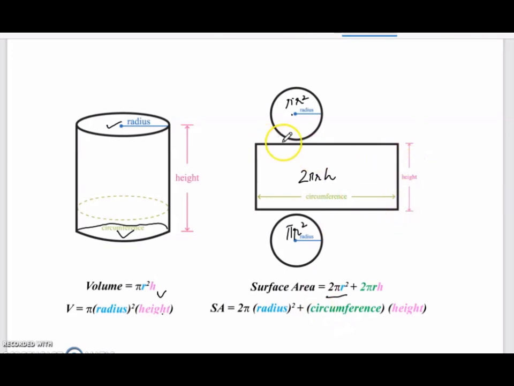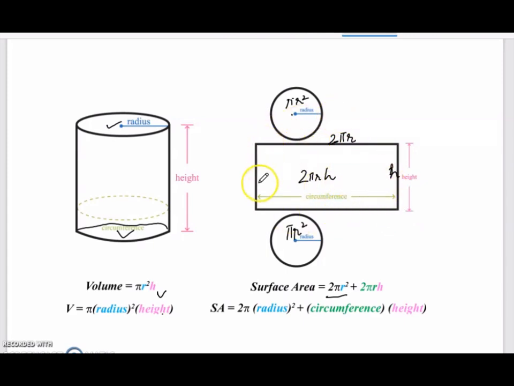Because this is the height, if you consider this as a rectangle, then when you roll it up, it will form a circle. So this is forming the circular end and circumference of the circular end will be 2 pi r. So this is 2 pi r. This is also 2 pi r. This is the height. So area of a rectangle is length into breadth. Here length is 2 pi r and breadth is height. So area will be 2 pi r h.